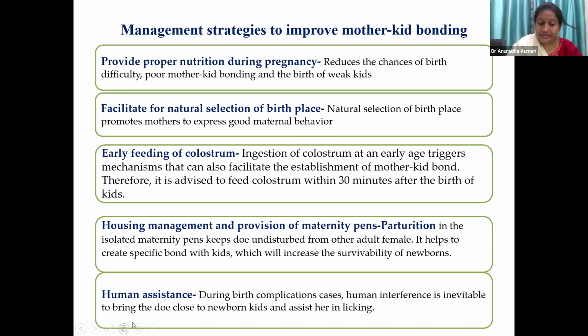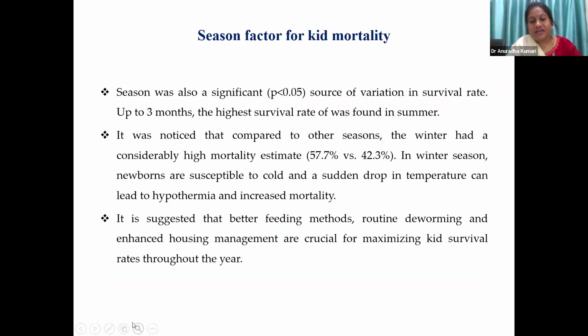And human assistance is required only in the case of a difficult birth condition. Human interference in that condition brings the doe close to the newborn and helps in licking and grooming and in the development of the bond. As we have discussed earlier, season has an effect on the survival rate of kids, and survivability is better in the summer season. We have noticed under Indian conditions that during the winter season, kids have maximum mortality because of hypothermia.